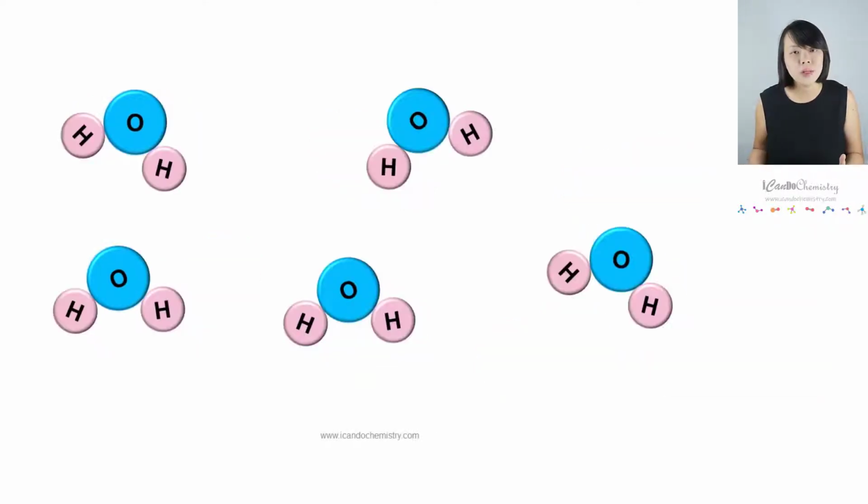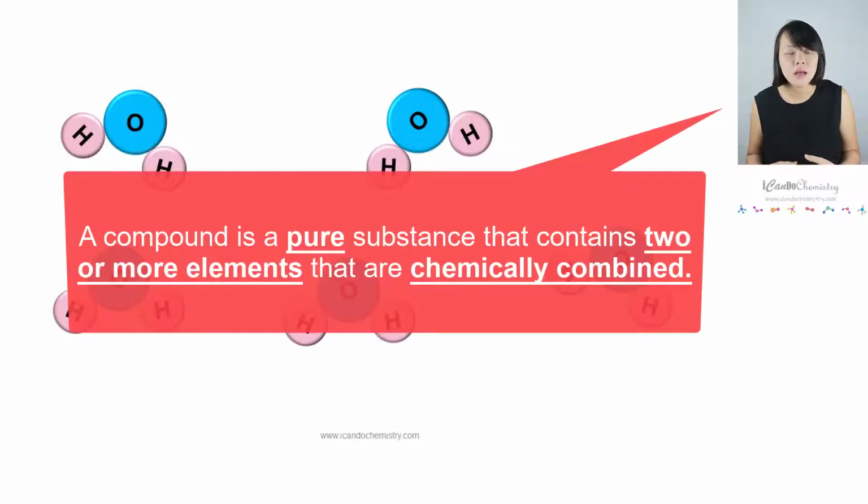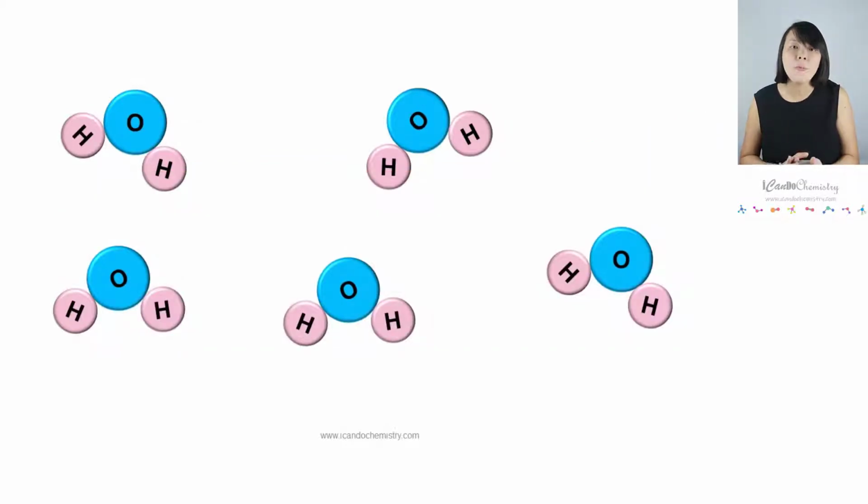What about water? Water is made of two types of elements, hydrogen and oxygen. And hence this is not an element, this is actually called a compound. A compound is a substance that is made of two or more types of elements. Now if water is made of hydrogen and oxygen, then it cannot be an element, it must be a compound. Now this compound, the particle is also molecules.